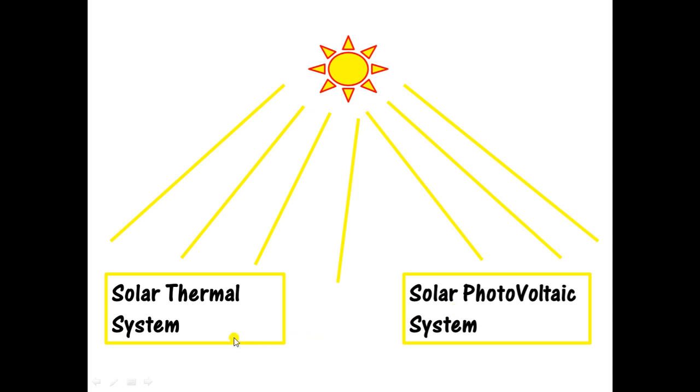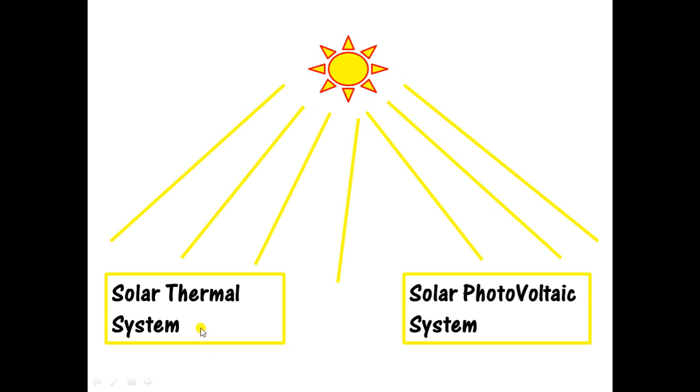In solar thermal systems, they make use of a thermal collector, a solar collector, which heats up a fluid, which is normally water, and then this hot water or hot fluid is used for further purposes. Whereas in a solar photovoltaic system, there are arrays of cells made up of semiconductor material, designed to convert sunlight into electrical energy.